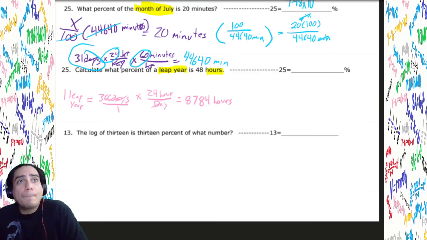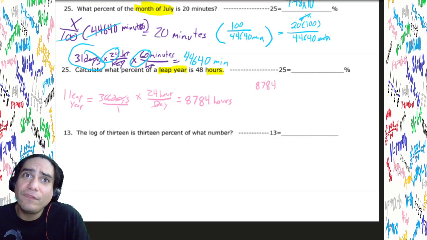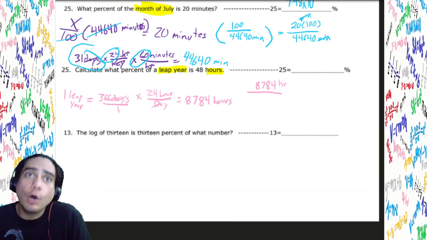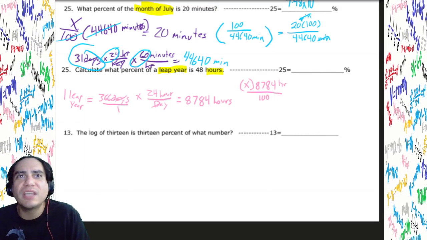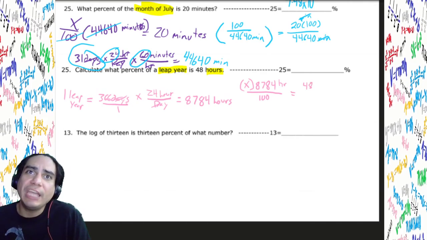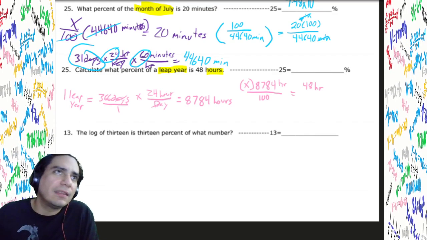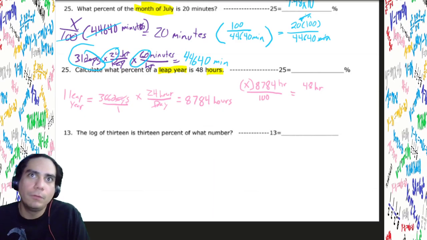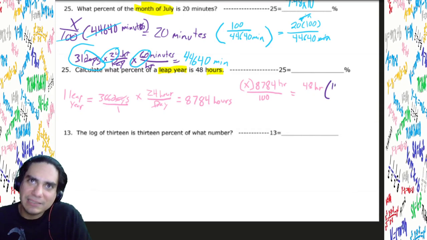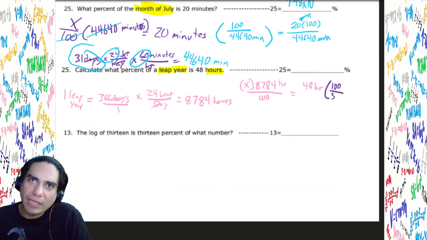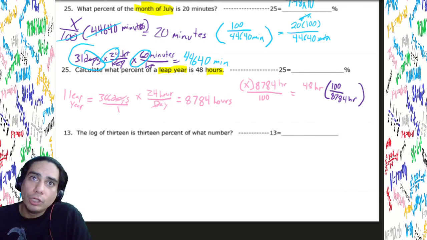All right, so let's see. What percent of a leap year? So we've got a leap year now. We've got 8,784 hours, right? Over 100, because we're changing into a percent, is equal to 48 hours, okay? So here's the deal. We're going to have to multiply both sides by the reciprocal. Don't call it the flip fraction, okay? Technically it is the flip fraction, but we like to use that vocabulary here. And when we multiply both sides by that reciprocal, notice what happens.